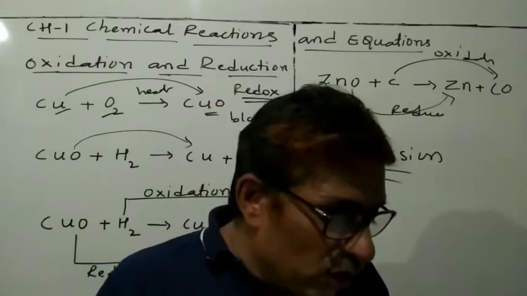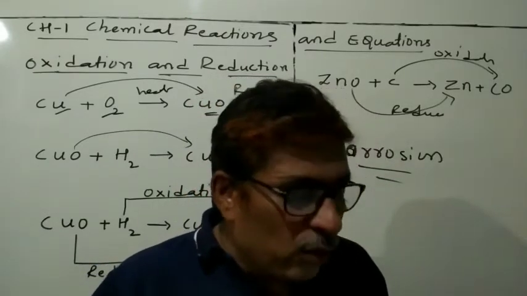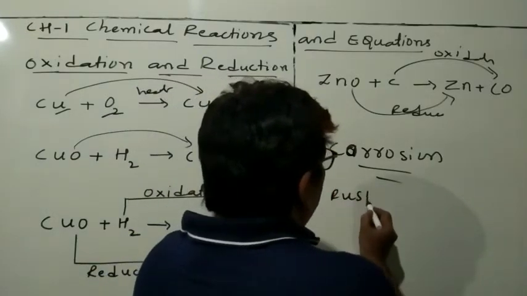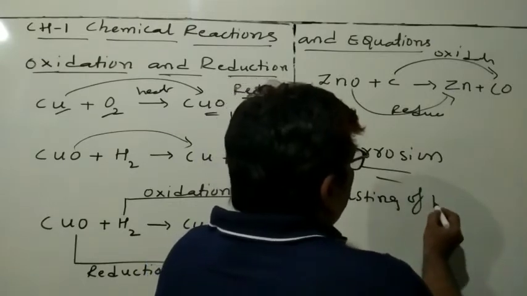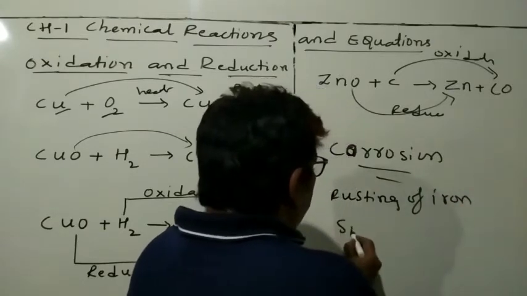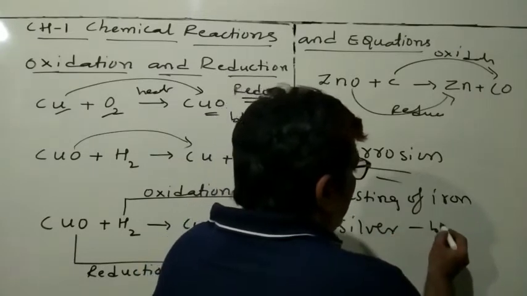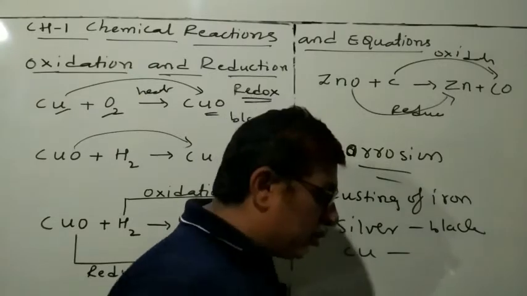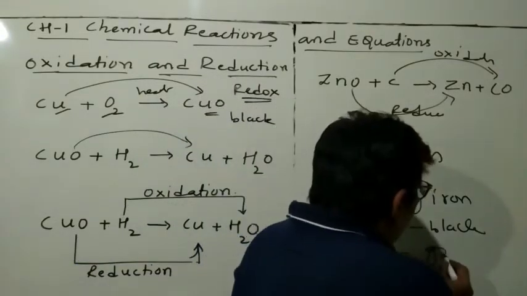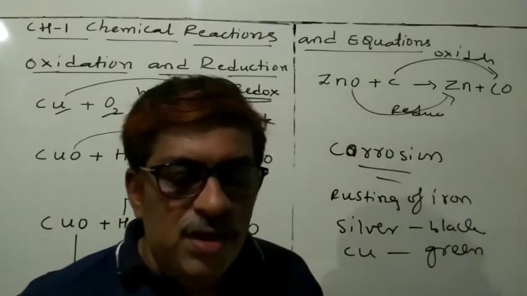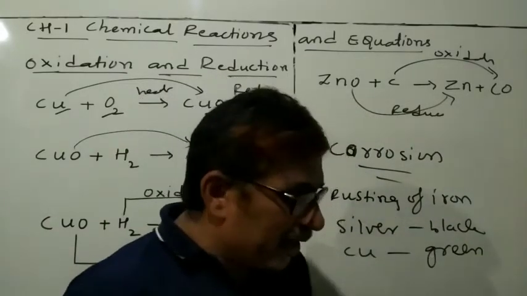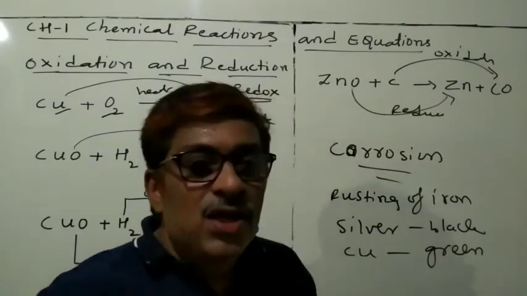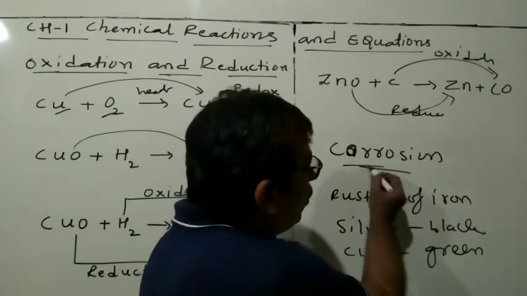Examples: rusting of iron, black coating of silver. Silver articles change into black color, and copper vessels change into green color. So these are all examples of corrosion.